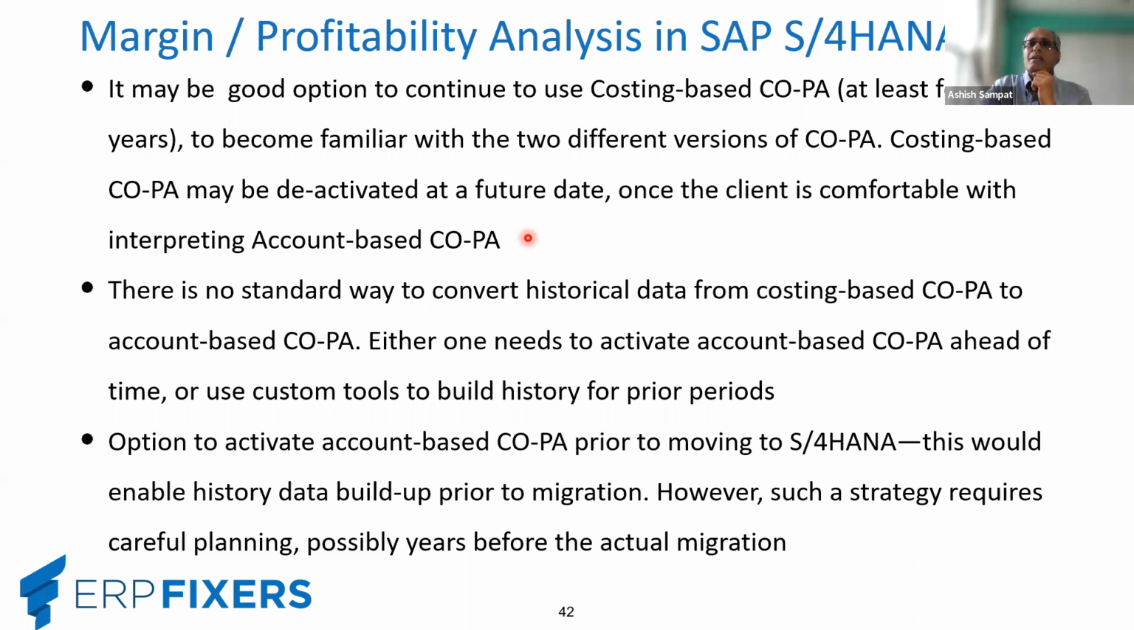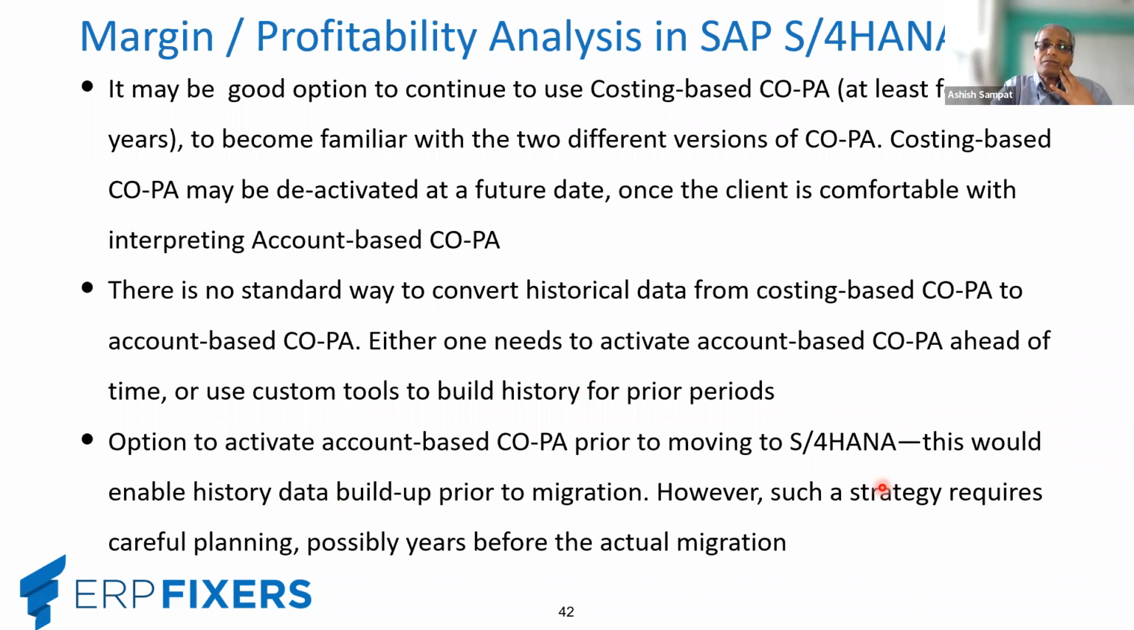Another option that is coming up is, can I activate ahead of time? That way, I'm able to build history. So if you are saying that you want to move to S4 in 2026, can I activate account-based COPA in the ECC version a couple of years ahead of time, in 2024, so that it starts building history? Then I have better information to make the decision of whether to discontinue costing-based COPA at S4 conversion, or use it for another year or two and so on. Those are the kind of scenarios that you can think about.